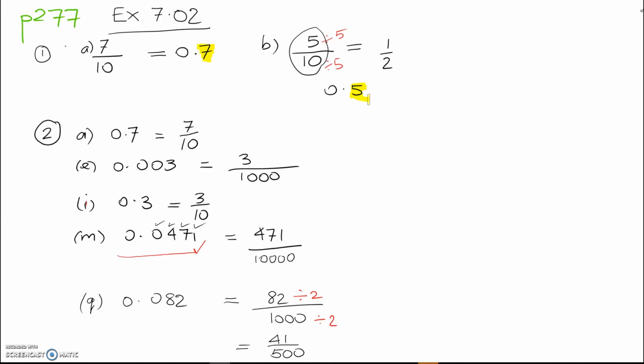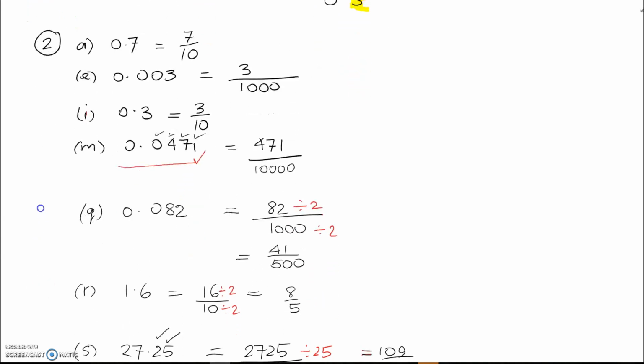If the top number and the bottom number of a fraction, the numerator and the denominator, can be divided by the same number, then yes, that fraction can be simplified. And guess what? This one can be divided top and bottom by 5. So if we go ahead and do that, divide by 5 here, divide by 5 here, I end up with 1 over 2. That's how you simplify a fraction.